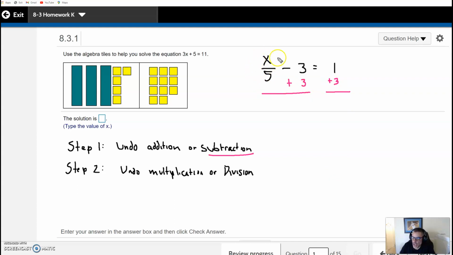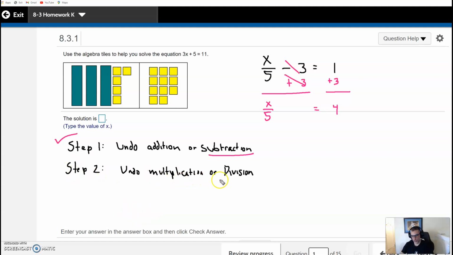And what am I left with? Well, I still have x divided by 5. So I take this whole puzzle piece here. I think of it as like a puzzle piece. I move it down here. If I subtract 3 and then add 3, those cancel. I bring down my equal sign, and 1 plus 3 is 4. So that was step 1. Okay, step 1 taken care of.